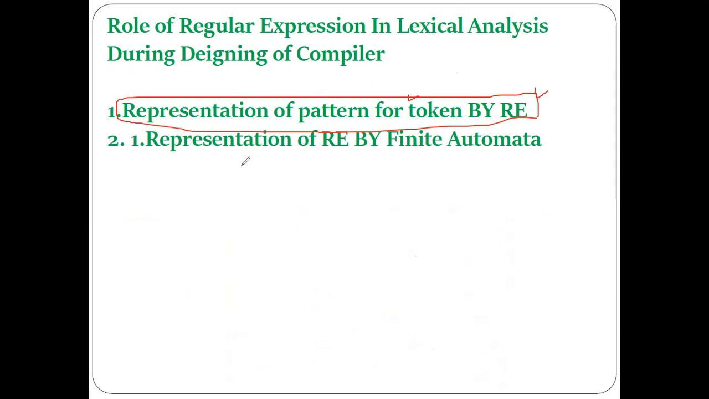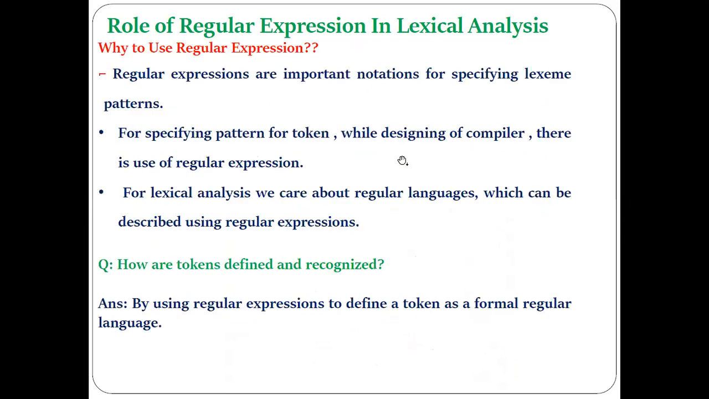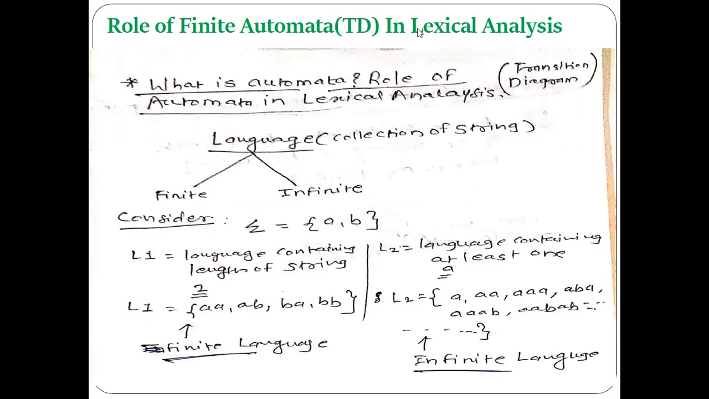Now the second step is representation of regular expression by the finite automata. In order to understand this, first you need to understand what we mean by the finite automata. Let's see what we mean by the finite automata and what is the role of finite automata in the lexical analysis. Another name for the finite automata is transition diagram also. In theory of computation you must have studied this. Another name for the finite automata is what? Transition diagram also.